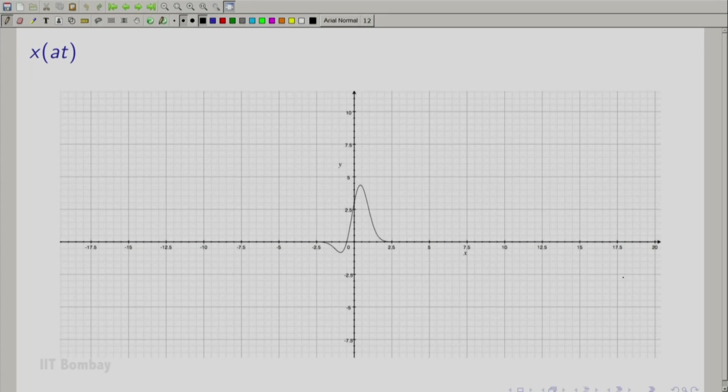Next we go to x of at. A, as I reminded you earlier, is greater than 1. As you can see, the plot has compressed here, and I can see that Ashwit here has a confused face. He might want to say something. Normally when we multiply with something that's greater than 1, we expect it to get bigger. Why is the graph getting smaller?